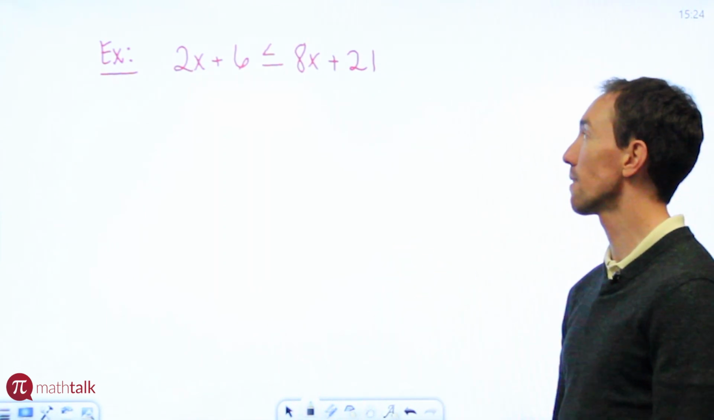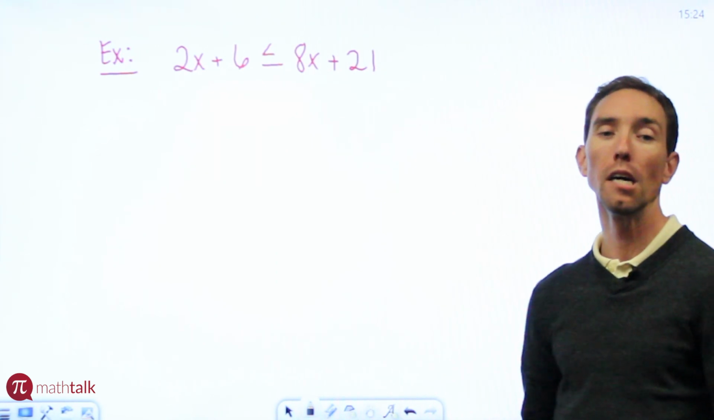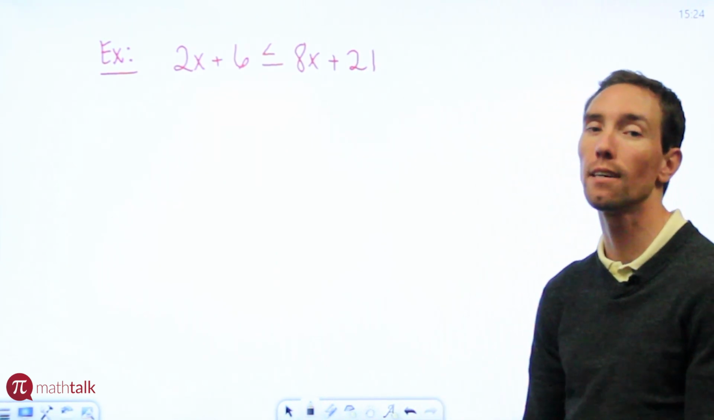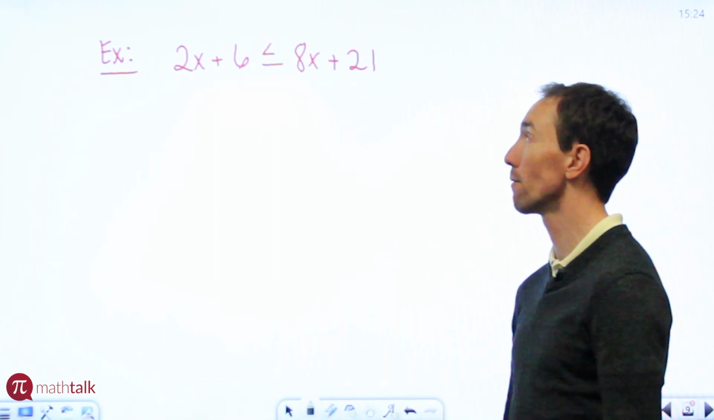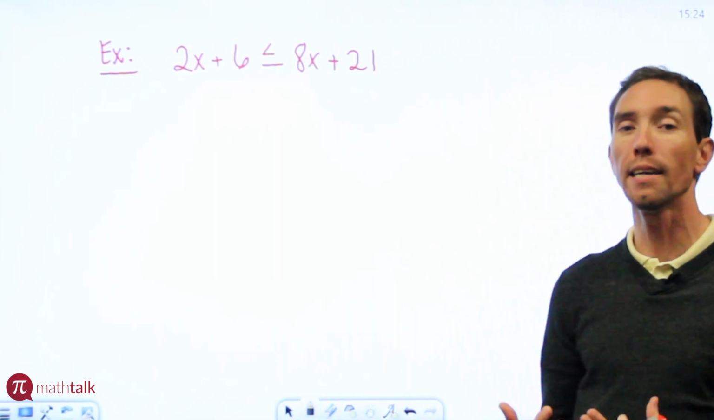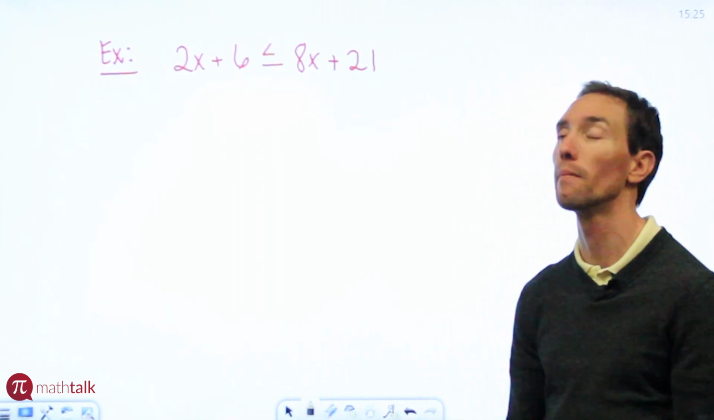All right, so we have an example that says 2x plus 6 is less than or equal to 8x plus 21. The goal with solving inequalities is to isolate the variable. In this example, we have two variables, so we want to move all the variables to one side and simplify, move all the numbers to the other side and simplify, and go from there.